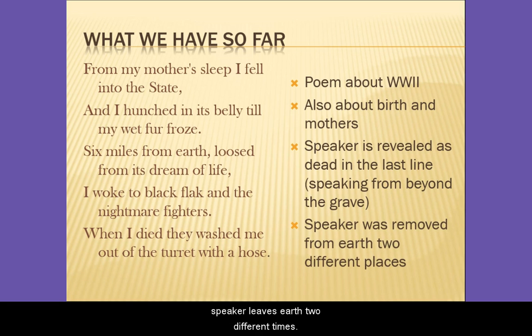Also, consider that the speaker leaves Earth two different times. The speaker is also born at least twice in the poem. Once in the first line: he did fall from his mother. And he leaves the ball turret, which looks like a womb and is referred to as a belly.